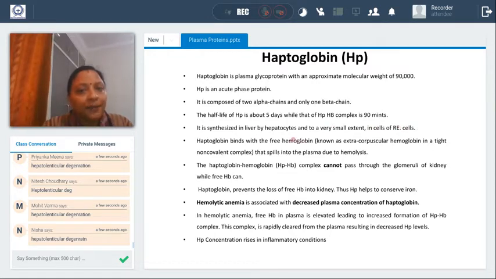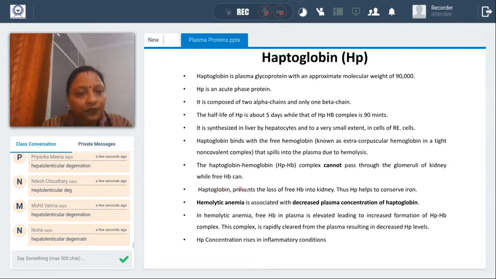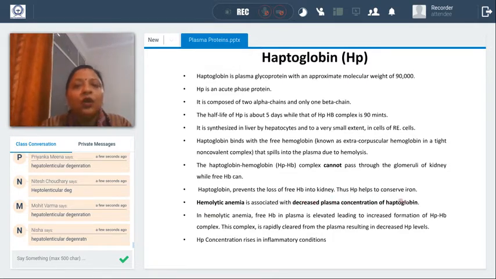It is synthesized in the liver by hepatocytes and to a very small extent in cells of the RE. Haptoglobin binds with free hemoglobin, known as extracorpuscular hemoglobin, in a tight non-covalent complex that spills into the plasma due to hemolysis. The haptoglobin-hemoglobin complex cannot pass through the glomeruli of the kidney, while free HB can. So haptoglobin prevents the loss of free HB into the kidney, and thus HP helps to conserve iron. This is the most important thing. Thus HP helps to conserve iron.